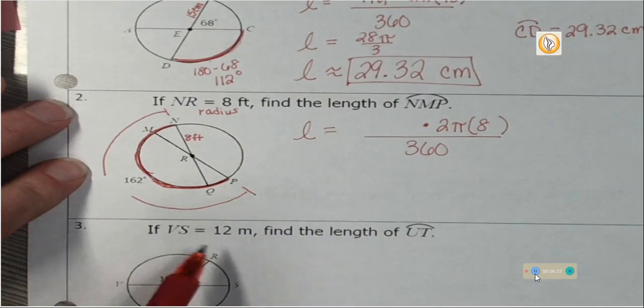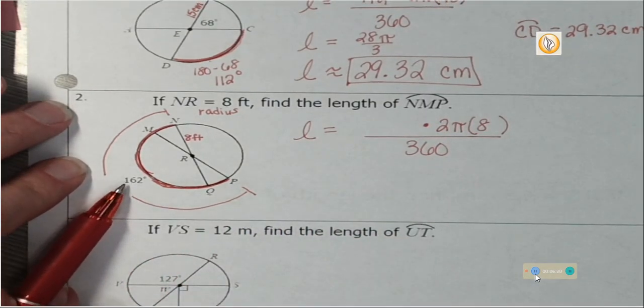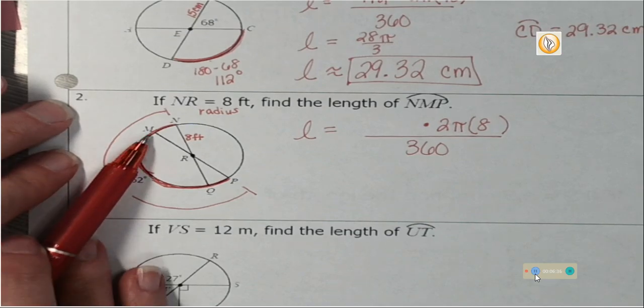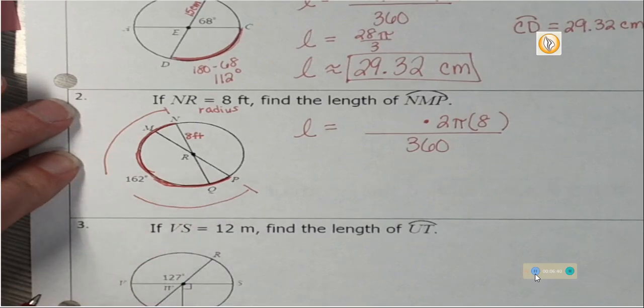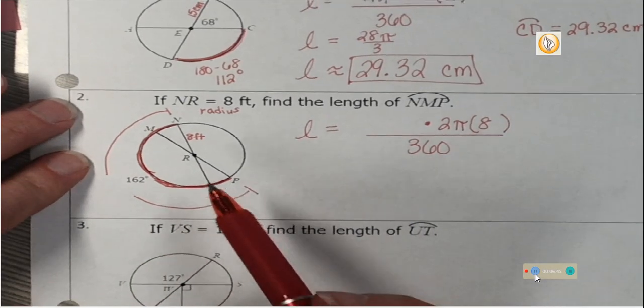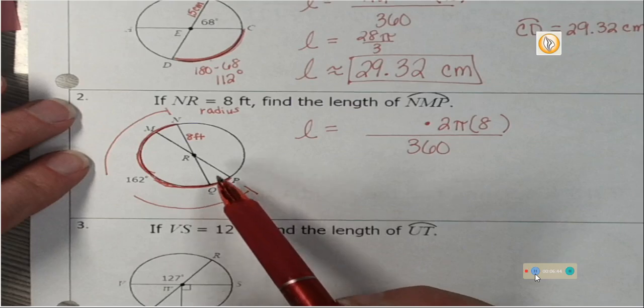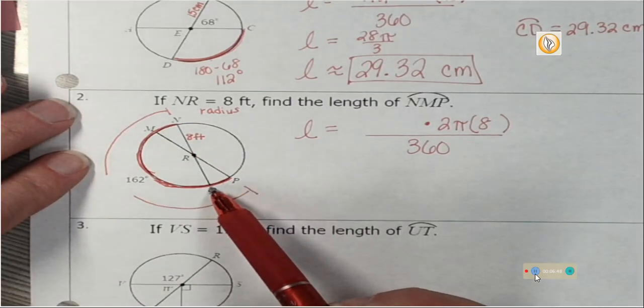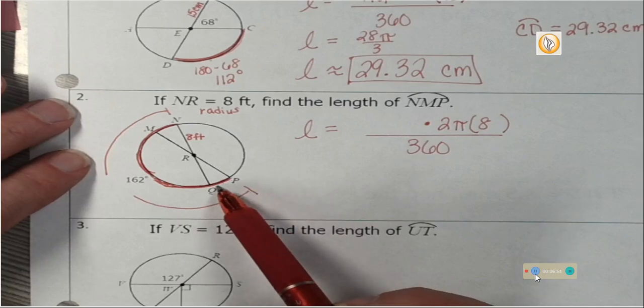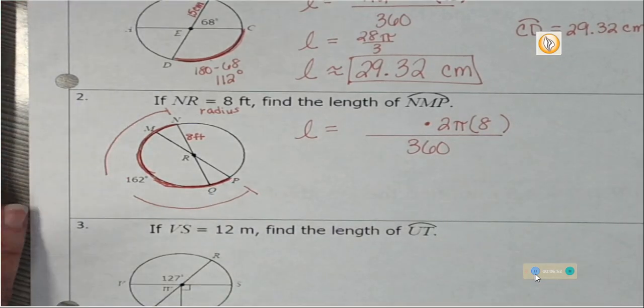Now, here's a common misconception. Is the entire arc NMP 162? What's 162? It's just from M to Q, okay? So I need to know these pieces. What is one way that I could find PQ? Use 180 minus 162.